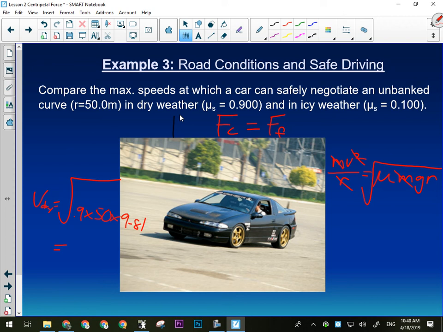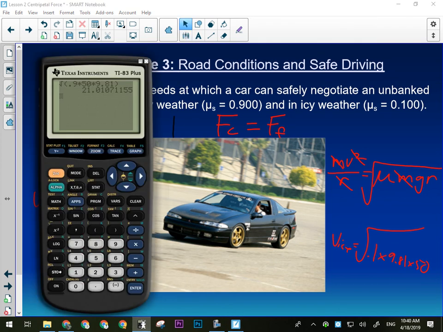So V for icy conditions will be the square root of 0.1 times 9.81 times 50. It's exactly 1/3. I have less friction, so I can't go as fast.